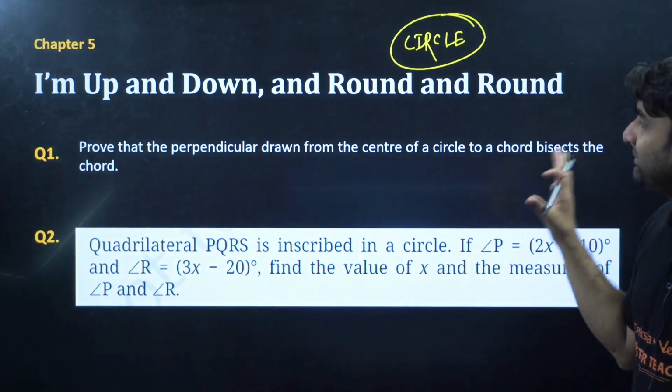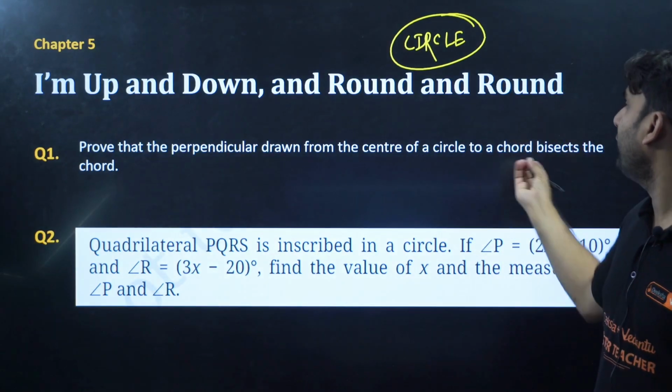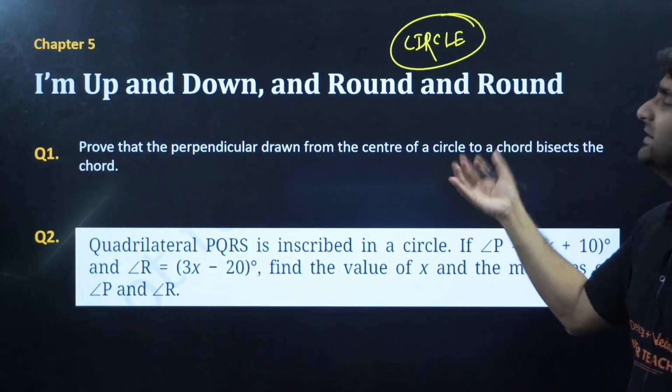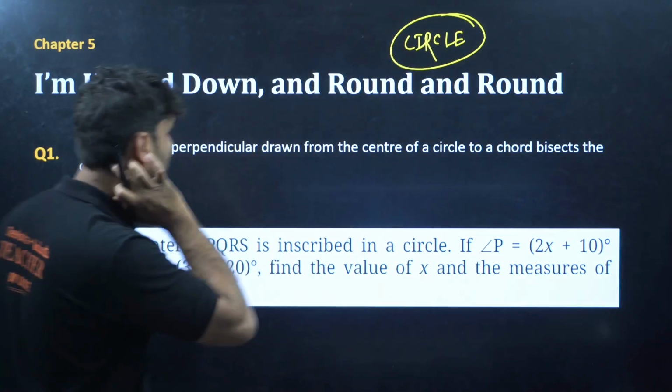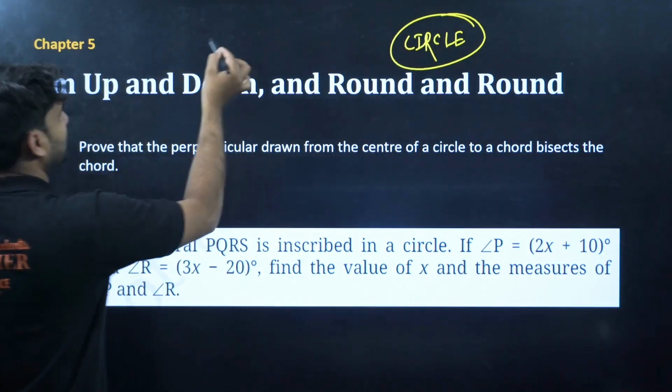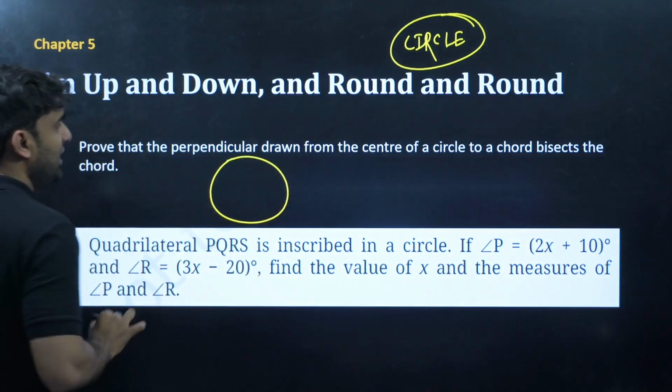Prove that the perpendicular drawn from the center of a circle to a chord bisects the chord. Okay, so this is a theorem basically. And what is this theorem? Listen everyone. So the theorem is, let's say I have a circle here, and look at the question.